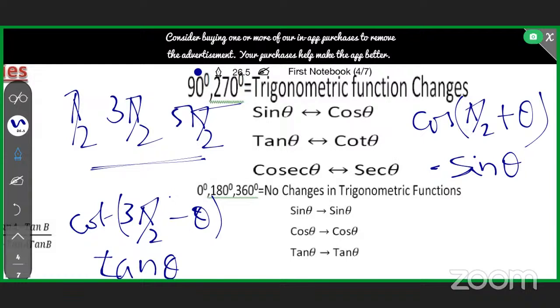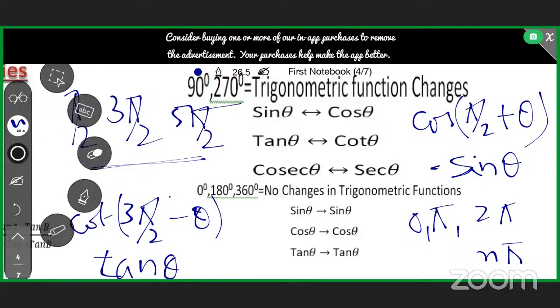Second point: if my angles are 0, 180, 360, that is 0, pi, 2 pi, 3 pi, n pi, on such occasions my trigonometric function will not change. It will remain the same. Sine remains sine, cos remains cos, tan remains tan, secant remains secant, cosecant remains cosecant, cot remains cot. There is no change.